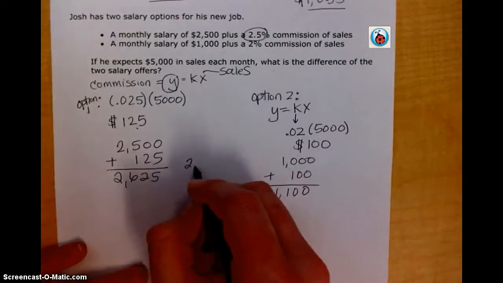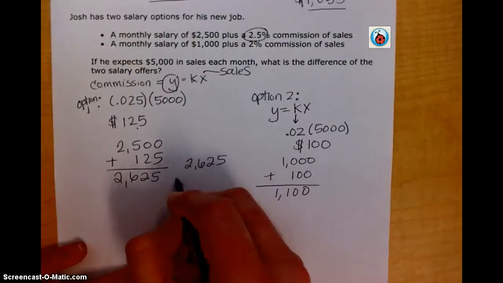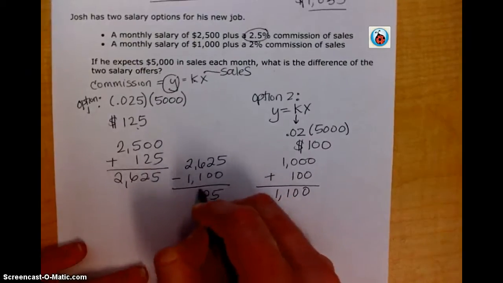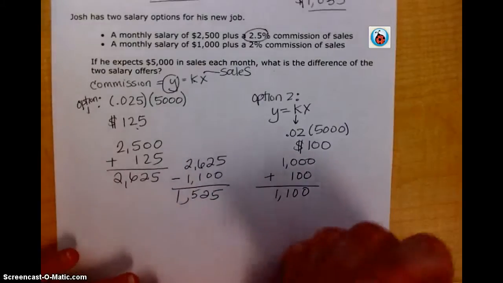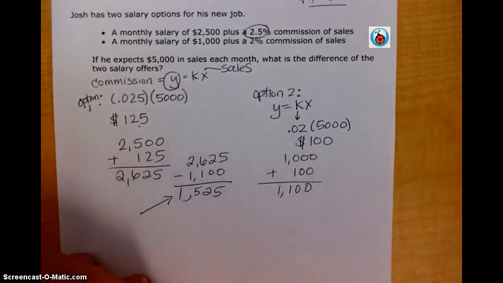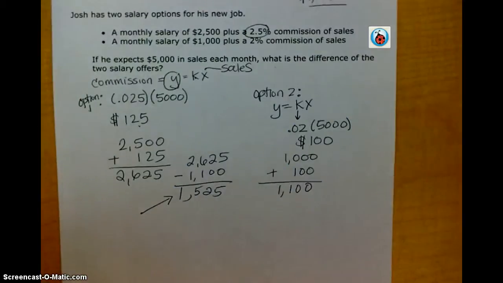We take $2,625 and subtract $1,100. Josh is going to make a difference of $1,525 when he uses option 1. That's probably going to be Josh's best option for picking a career.